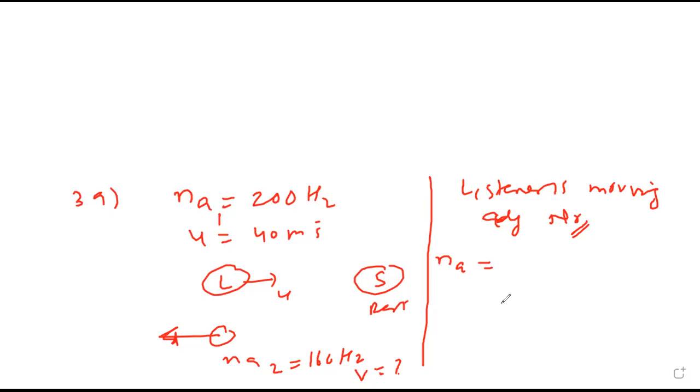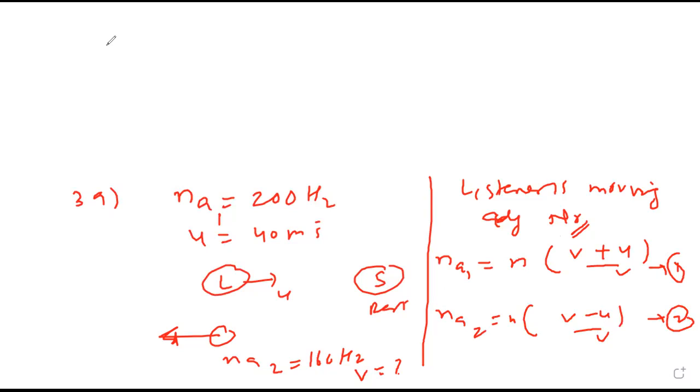Coming closer, frequency will increase or decrease? Increase. So apparent frequency is actual frequency times V plus u upon V. First equation. When moving away, then it will decrease. Second equation.